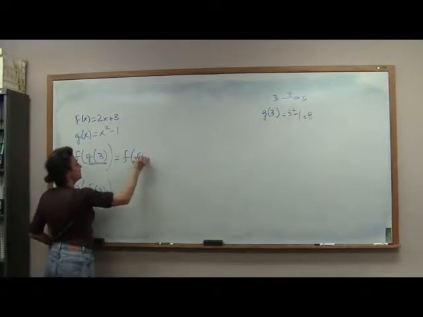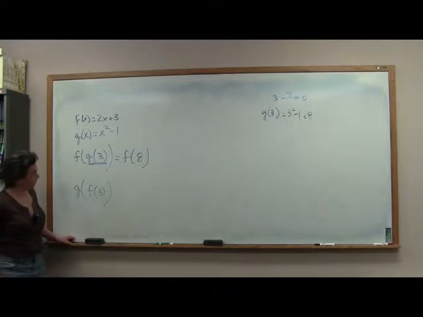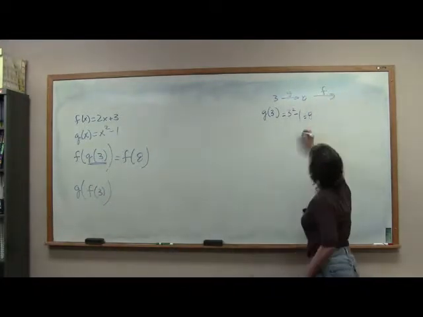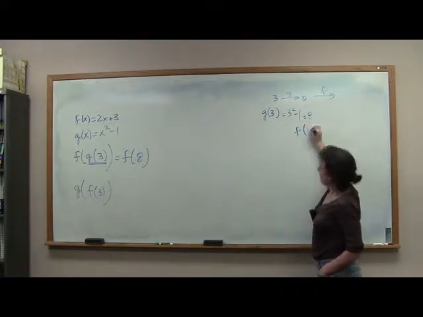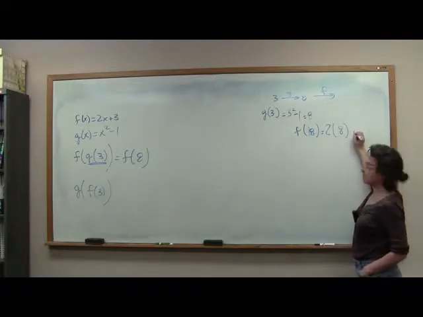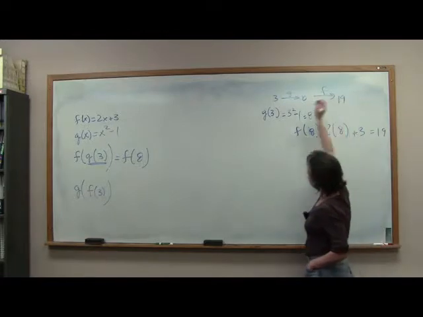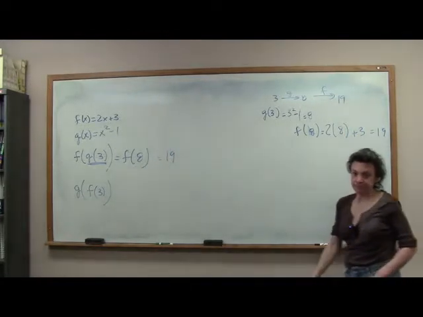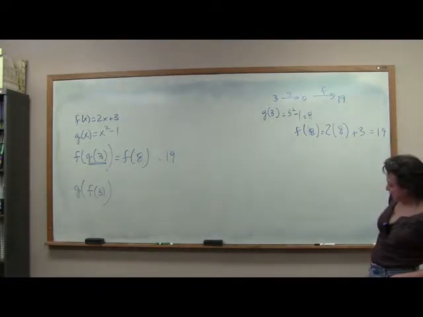So isn't this now equivalent to computing f of 8? It is. So now we're going to plug 8 into our function f. So we're going to look at f of 8. Well, that's 2 times 8 plus 3, or 19. So the answer to this guy is 19. On the other hand, the bottom guy.